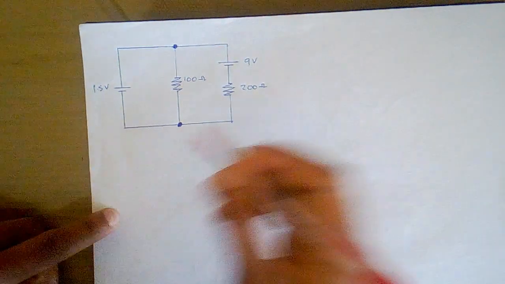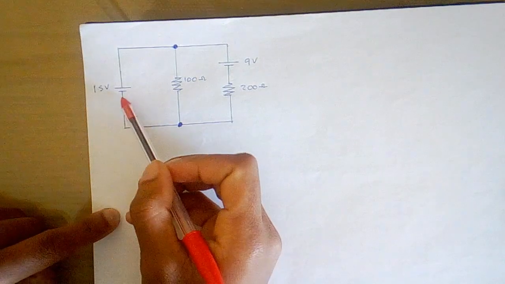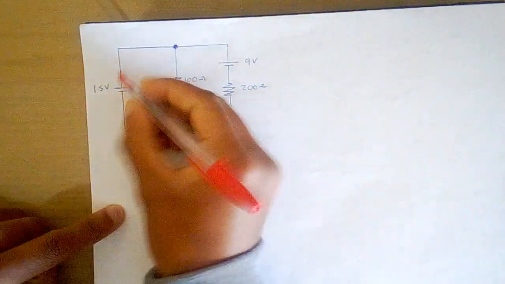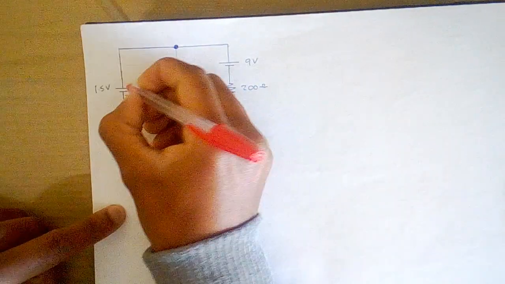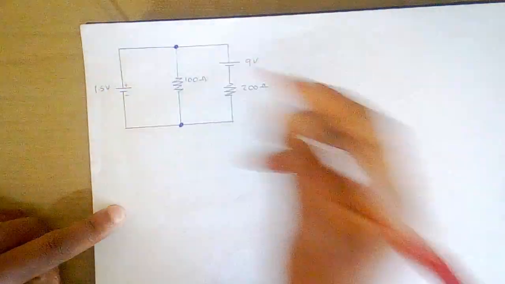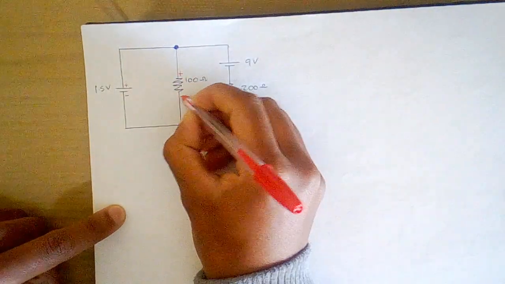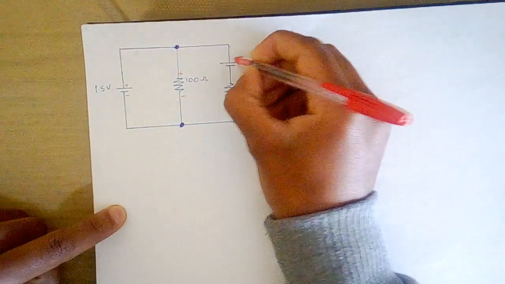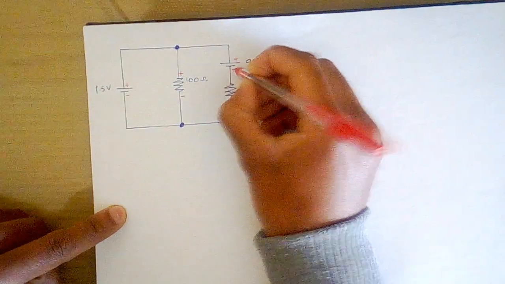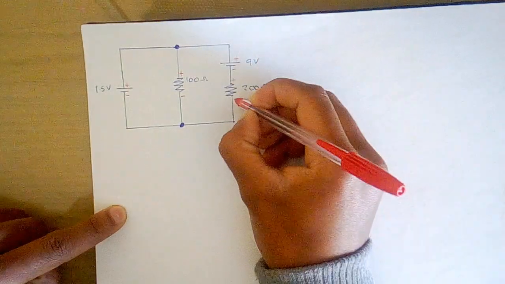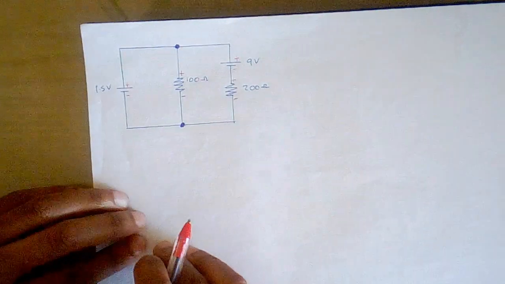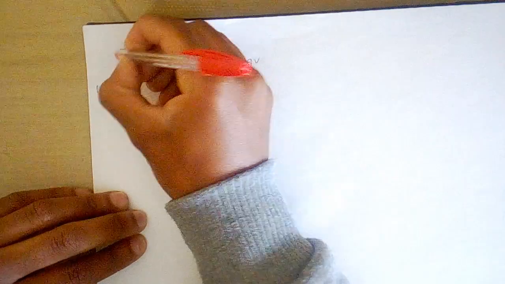So the polarity is that from here, as you can see, this is the gateway. So this is negative and this is positive. This side is also positive, negative, positive, negative, positive, negative, and the current flow goes this direction.